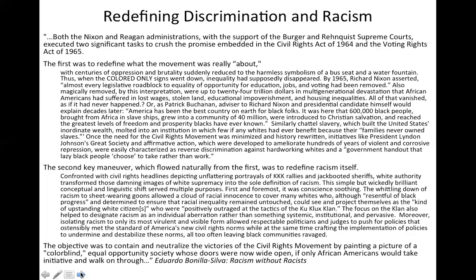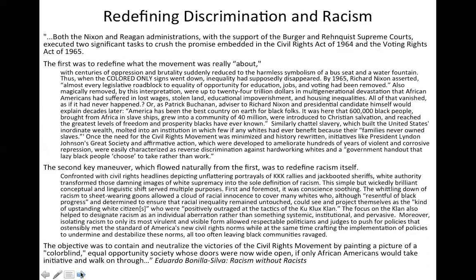And the second key maneuver, which flowed naturally from the first, was to redefine racism itself. Confronted with civil rights headlines depicting unflattering portrayals of KKK rallies and jackbooted sheriffs, white authority transformed those damning images of white supremacy into the sole definition of racism. This simple but wickedly brilliant conceptual linguistic shift served multiple purposes.